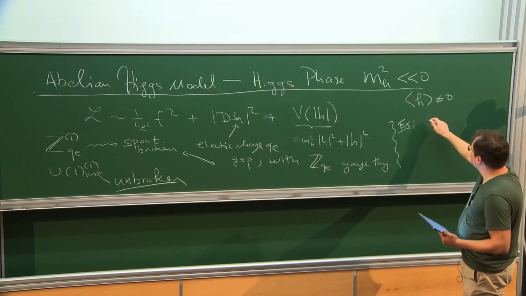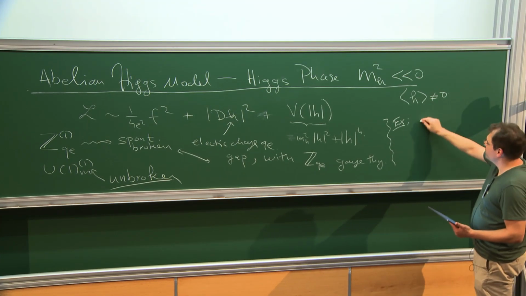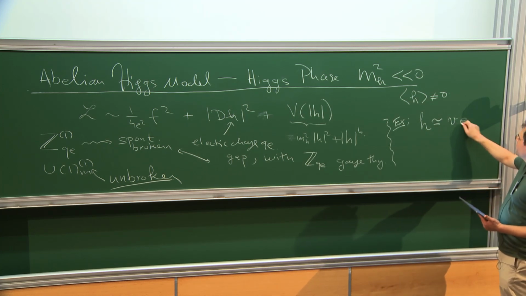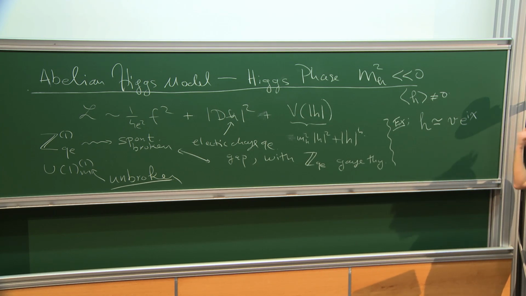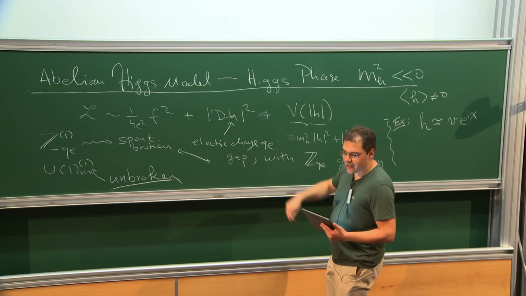So deep in the Higgs phase, the radial mode of the Higgs field is very heavy and is frozen. So you can essentially approximate the Higgs field by its VEV, which is some number, times its phase. The phase is classically a massless Goldstone boson that then gets eaten by the gauge field to give you the Higgsing.